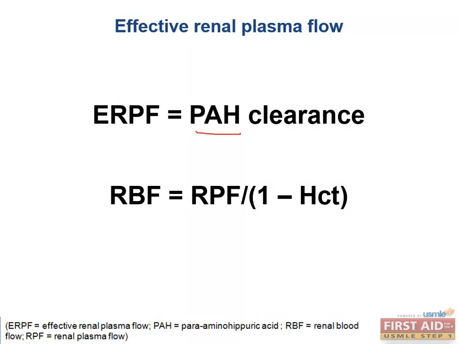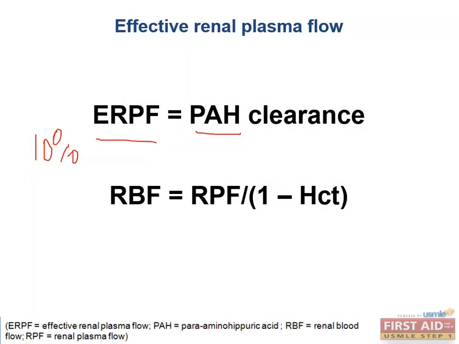the PAH concentration in the renal veins will be nearly zero. Therefore, knowing the clearance of PAH gives us a good estimate of the total plasma flowing through the kidneys, because all of the plasma will be cleared of all of its PAH by the time it leaves the kidneys. ERPF underestimates the renal plasma flow by about 10%, because PAH clearance is not 100% perfect.